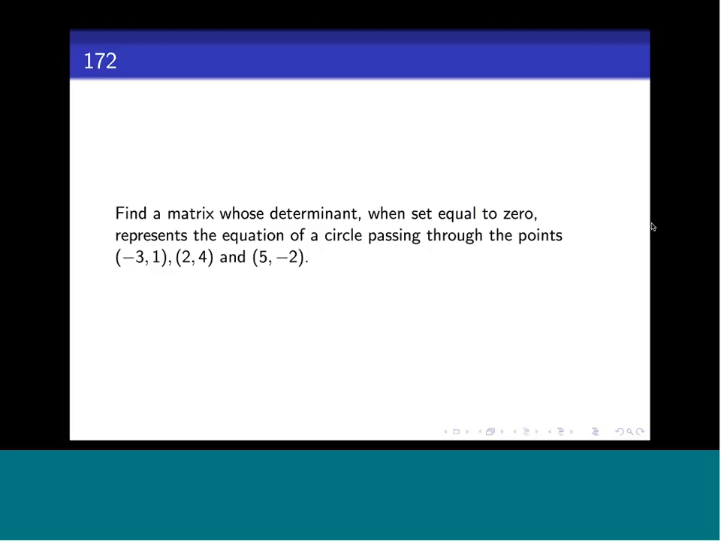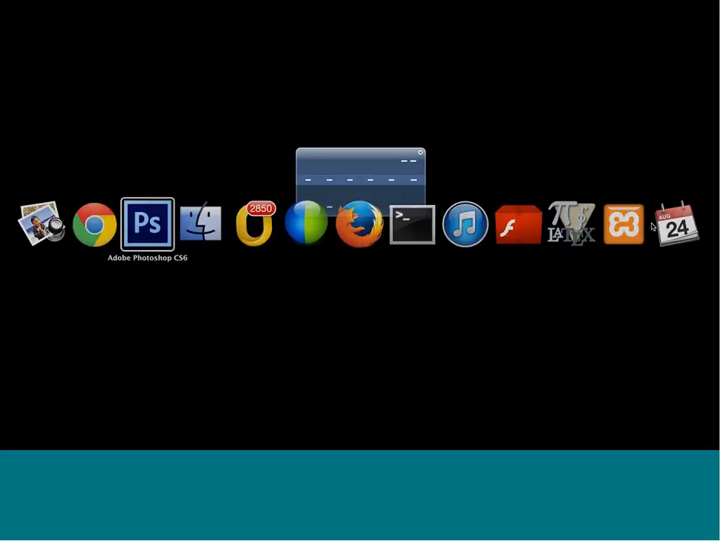Find the matrix whose determinant, when set equal to 0, represents the equation of a circle passing through the points -1, 1, 2, 4. Did you get it? William? I was a bit confused on how to do this. Okay. You got it, Skylar? Nope. Okay.